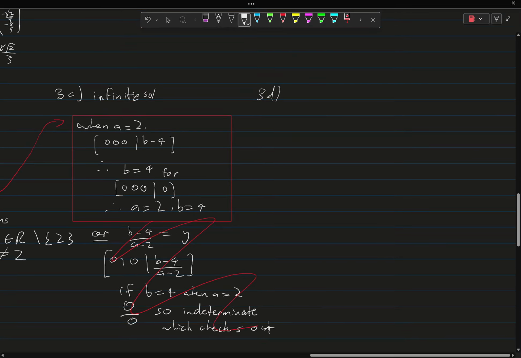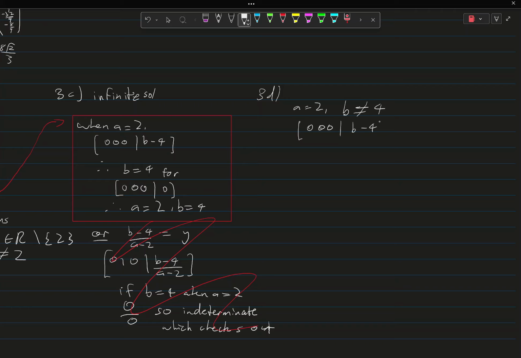Now for no solutions, it's pretty much the same thing, except A equals 2, B just isn't 4. So we will have 0, 0, 0, and then B minus 4.